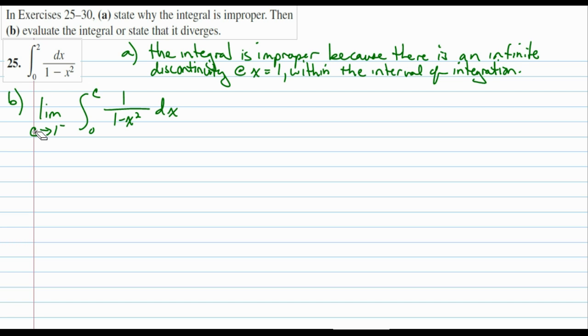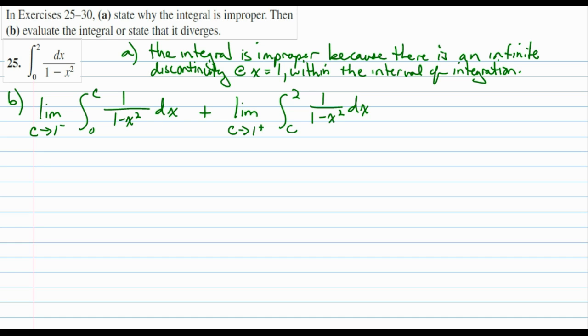I'm going to take the limit as C approaches that 1, that infinite discontinuity, from the left between 0 and C, so the value is to the left of 1. And then I'm going to add the limit as C approaches 1 coming in from the right from C to 2, the values to the right of 1. Now, integrating that, that does not look like an inverse trig formula. If it was 1 plus x squared, it would be, but it's 1 minus x squared. I'm thinking integration by partial fractions.